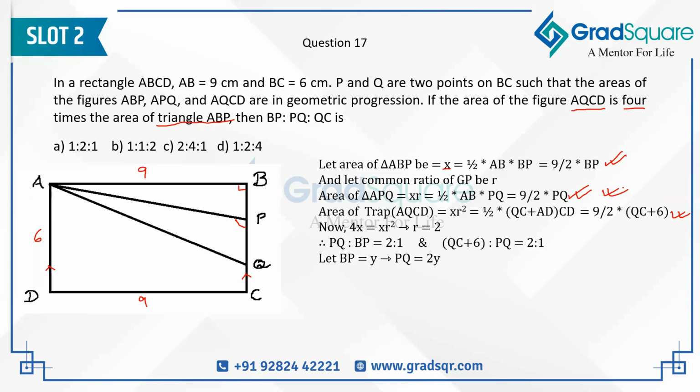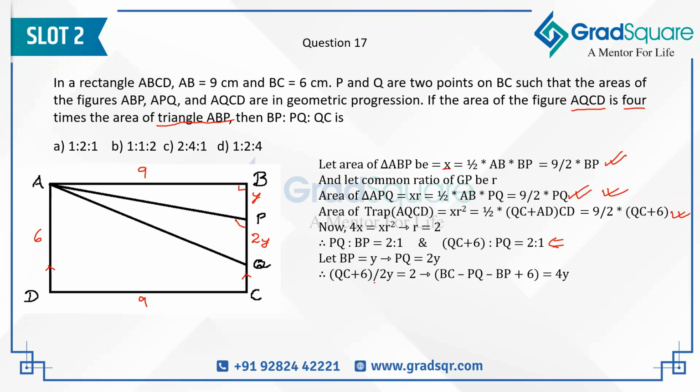All we need to do is assume the length of BP as y. So if I take BP as y, then from the first ratio, I can say if BP is y, then PQ will be twice of that. So PQ will be 2y. Right. Now what I'll do is I will take the second equation. Now taking the second equation, I can write QC plus 6 is to PQ. So PQ is 2y. So I can write QC plus 6 by 2y is equal to 2.